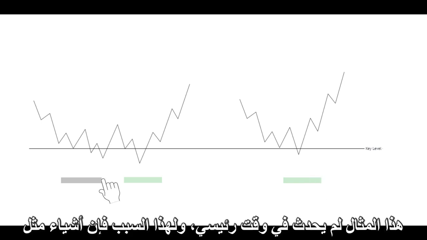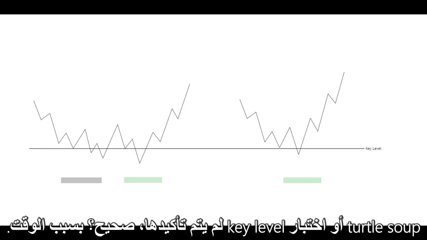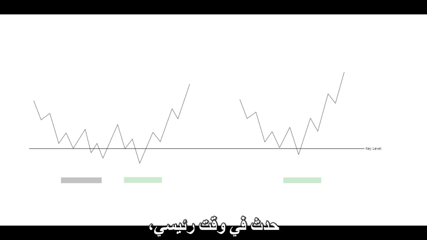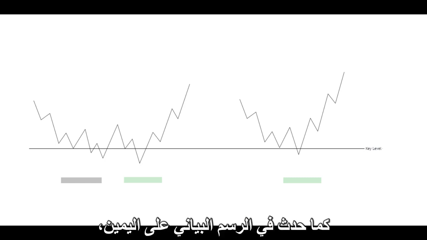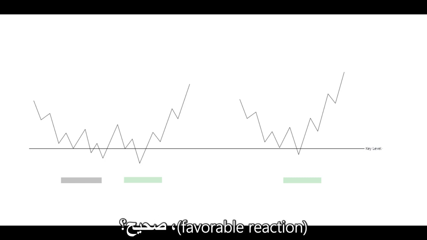But this one did not happen at a key time, which is why the concepts like turtle soup or the testing of a key level wasn't confirmed, right? Because of time. If it had occurred at a key time, like it did in the graphic on the right, then it would have been a favorable reaction, right?